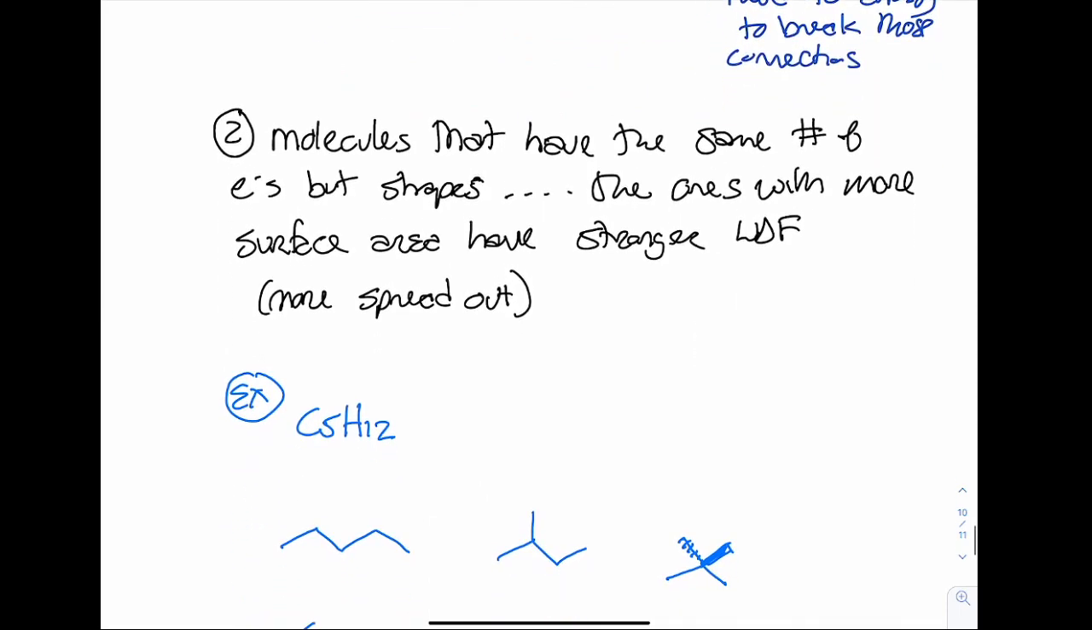So molecules that have the same number of electrons, but different shapes. The ones with more surface area have stronger London dispersion forces.